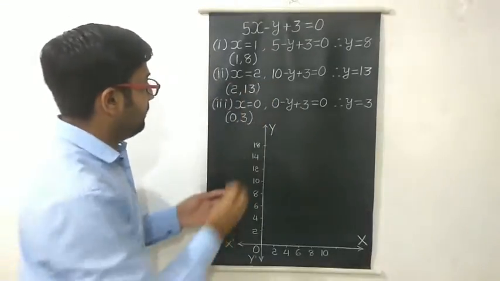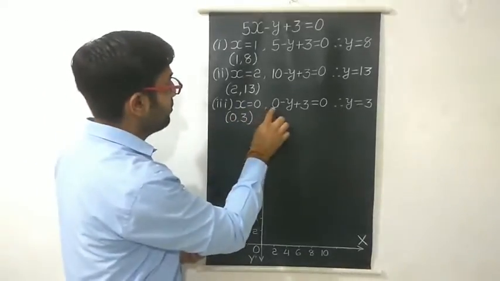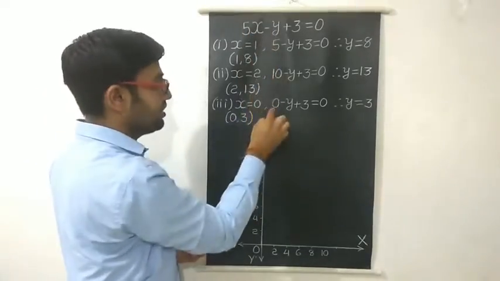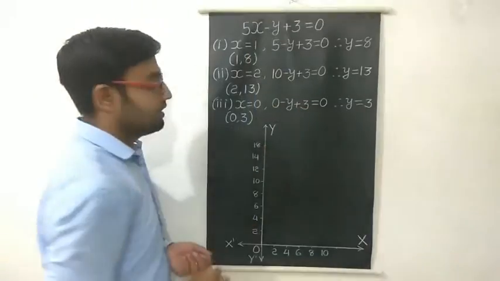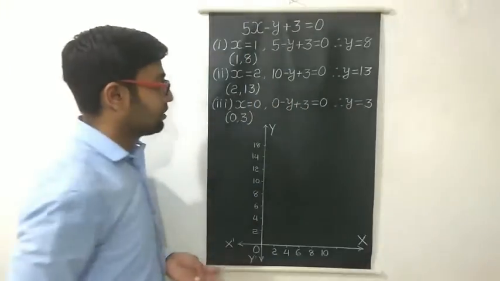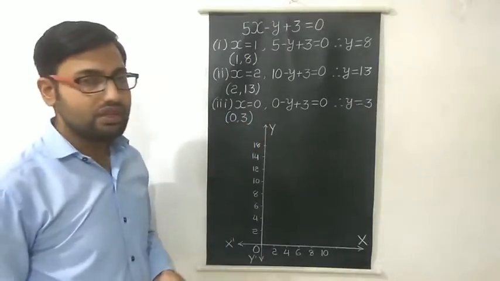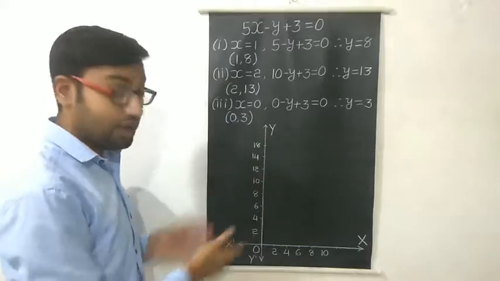Now, if we take x is equal to 0, then what will happen? 5 into 0 is 0. Minus y plus 3 is equal to 0. By taking this y to the right hand side, we get y is equal to 3. So one more solution we get: 0, 3. So 3 solutions are enough to draw the graph.